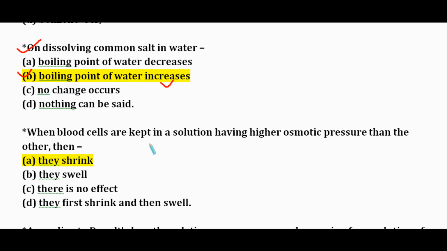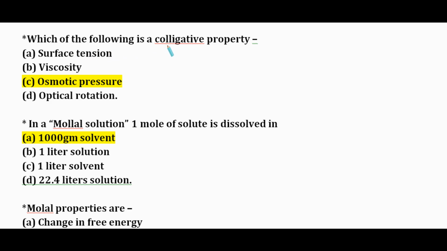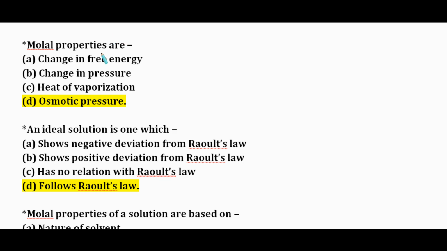increases. When blood cells are kept in a solution having higher osmotic pressure than the other, then they shrink. According to Raoult's law, the relative vapor pressure depression for a solution of non-volatile solute is equal to the mole fraction of solute. The semi-permeable membrane is chemically copper ferrocyanide. Which of the following is a colligative property? Osmotic pressure. In a molal solution, 1 mole of solute is dissolved in 1000 gram solvent. Colligative property in the options is osmotic pressure.